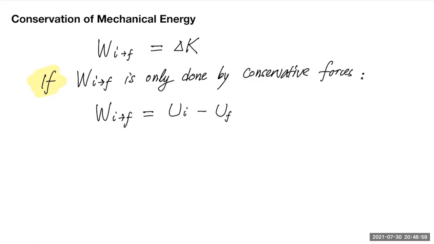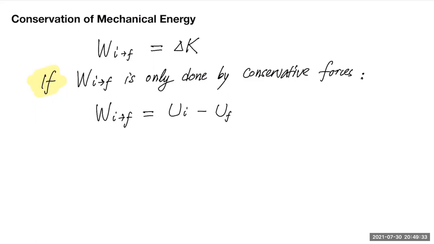Now, if all the works are being done by only conservative forces, that means either you don't have any non-conservative forces, friction, or maybe friction is present, but it doesn't do any work, in which case we don't really care. So anyhow, if the work from initial to final is done only by conservative forces, then I can rewrite the left-hand side of the equation as Ui minus Uf by the definition of U. Now, let me continue with this.